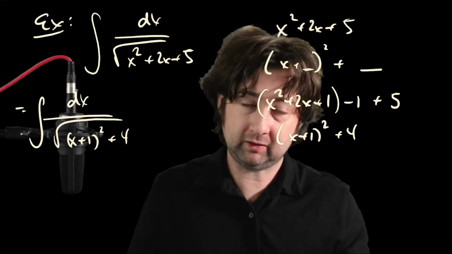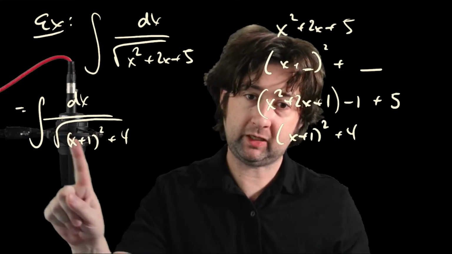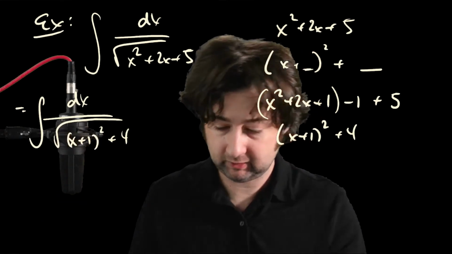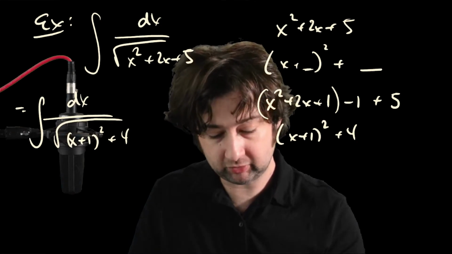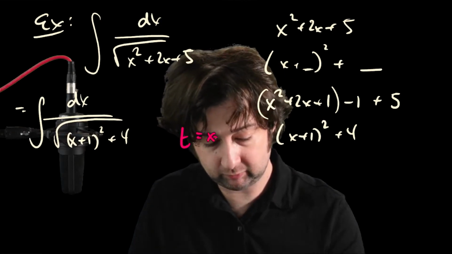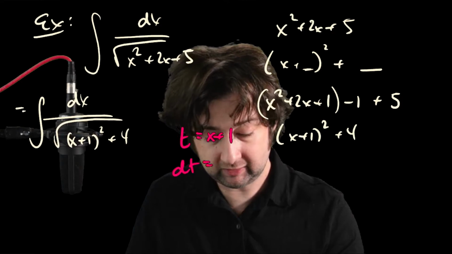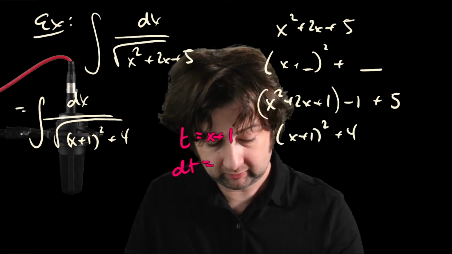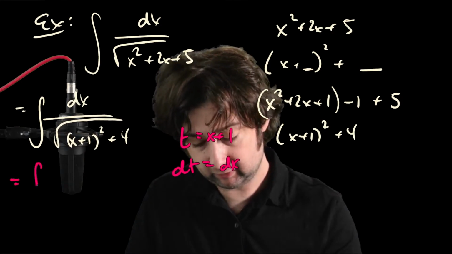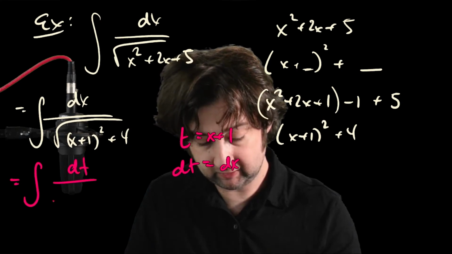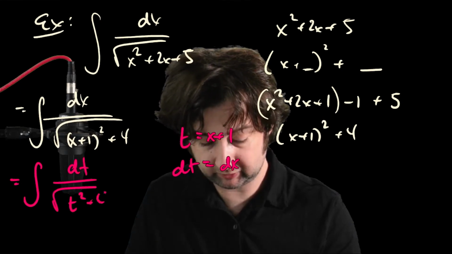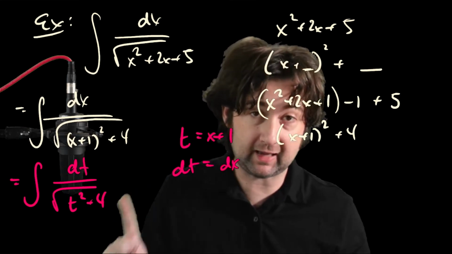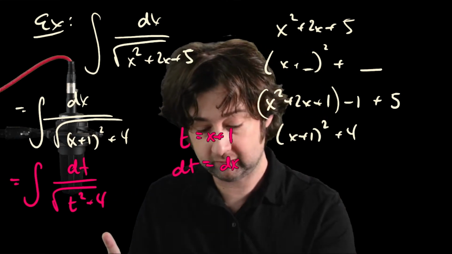I'm almost ready to use an inverse trig substitution, but I still have this x plus 1 right here. I'm going to get rid of it by making a substitution like, I don't know, t is equal to x plus 1, so that dt is equal to dx. And now the integral is the integral of dt over the square root of t squared plus 4, and that is an integral I can use the tangent substitution on.